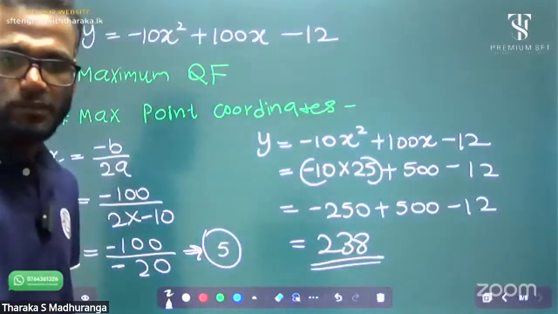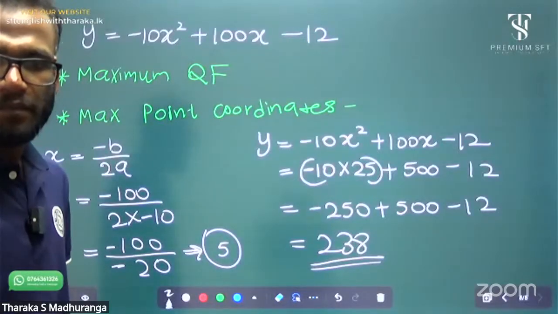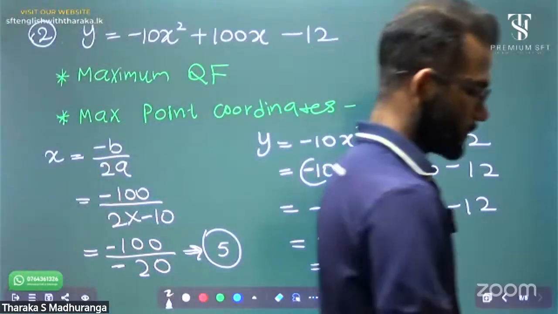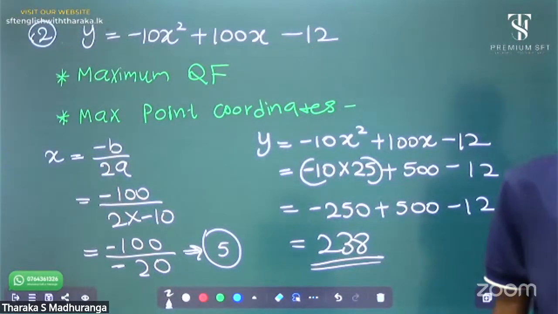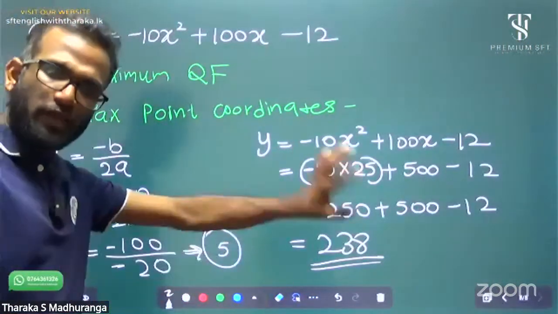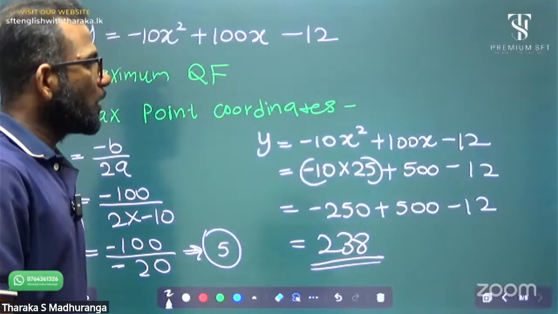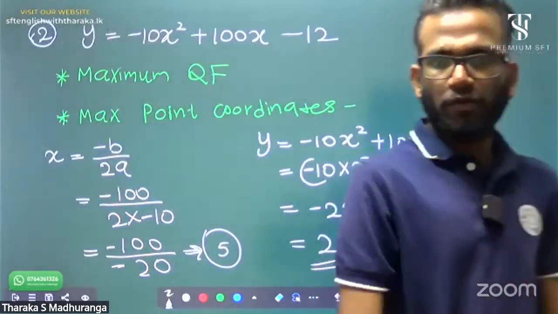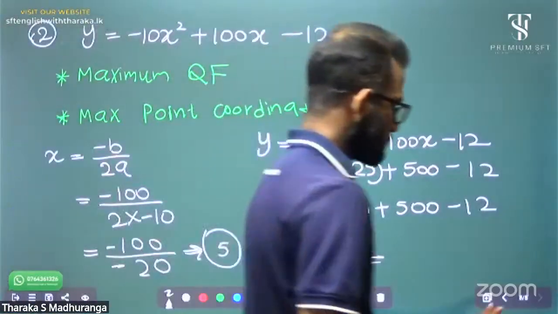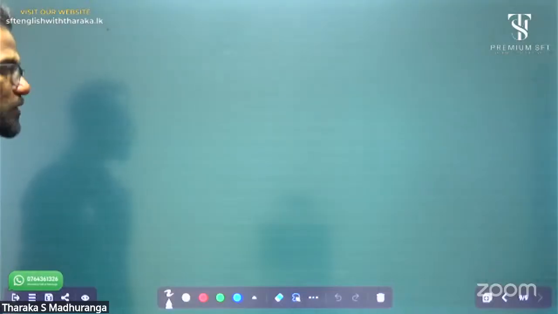Good. If you want, you can use the equation as well. Both methods are correct. They are the turning point coordinates. Okay, let's calculate only one in the question.